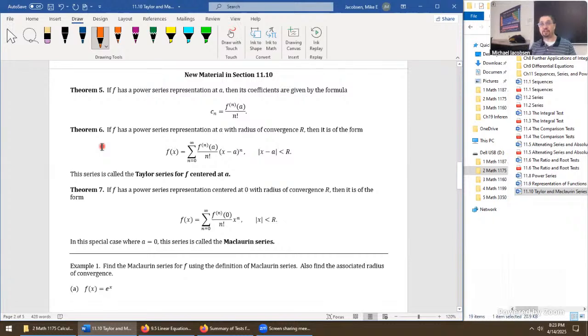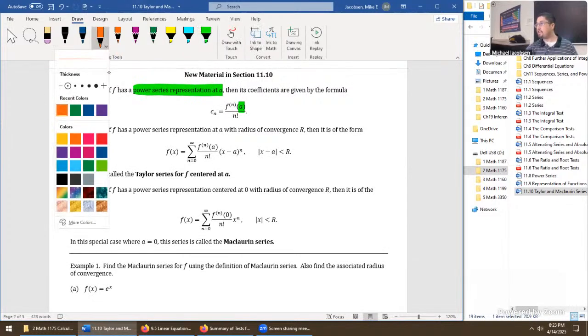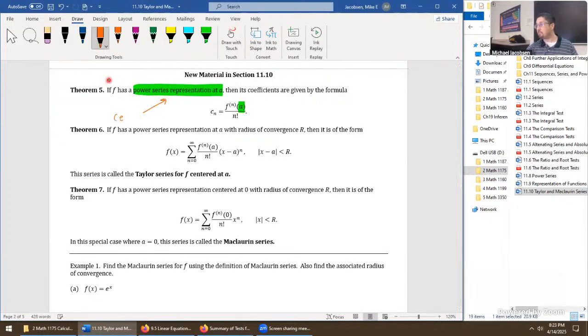So here's the new material we did through example 1. Just paraphrased, the coefficients are the nth order derivative at the center divided by n factorial. And when it says a power series representation at A, this is just another way to say the center is A itself. So using that as a formula, f of x can be represented this way.